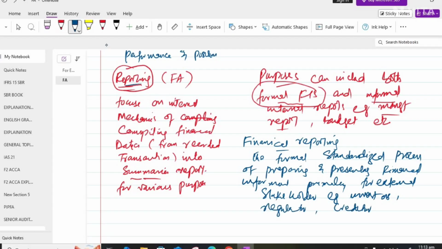Now, here the purpose is focusing only on the external user or stakeholder, but there are various purposes it can be used for. So this is the first difference, the slight difference between the reporting and financial accounting, or rather financial reporting.